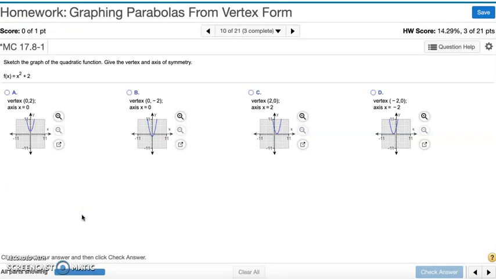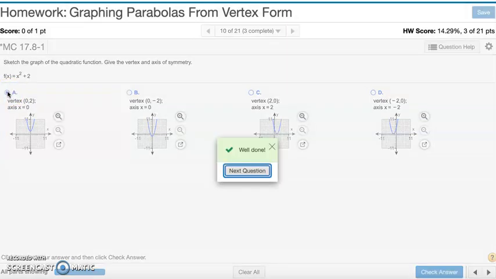Number 10, sketch the graph of the quadratic function. Give the vertex and the axis of symmetry. Looking at my equation, I have x squared here. I don't have x plus something squared or x minus something squared. So that means my axis of symmetry is going to be x equals 0. So it has to be either A or B. That x is 0, and this here will be the k or y, which is 2. So it has to be A. And that's number 10.